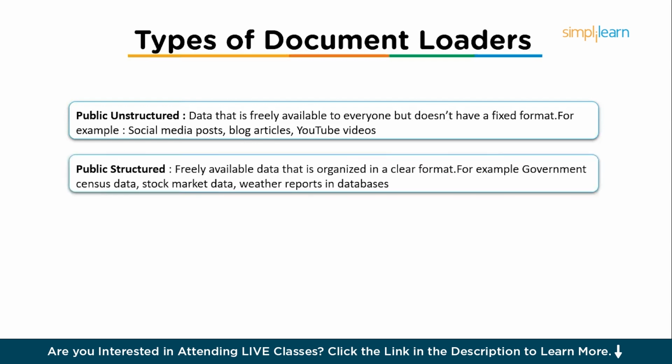The second one is public structured, freely available data that is organized in a clear format. For example, government census data, stock market data, weather reports in databases. It's easy to analyze since it follows a structured format like tables.